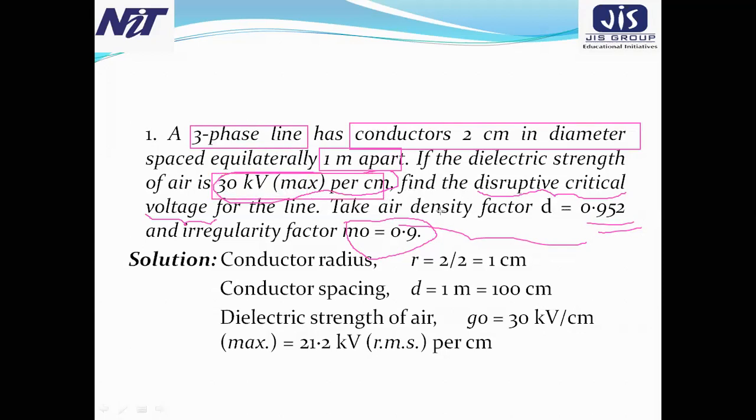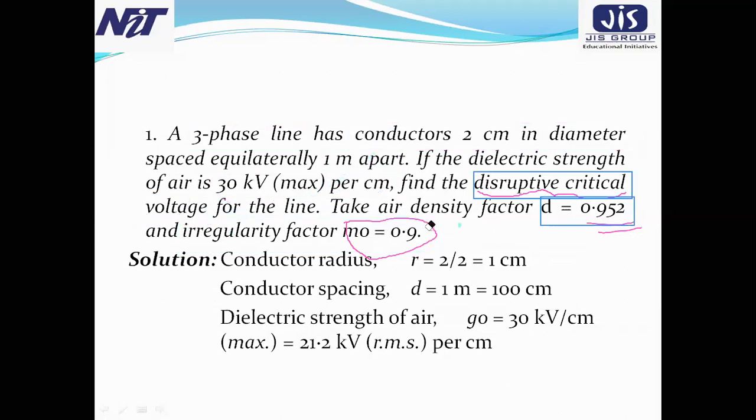We have to find what the question of this particular problem is. The question is, we have to find the disruptive critical voltage. That is our aim for the line. And 2 values are also given here: one is delta equal to 0.952 and the second one is the irregularity factor M0 equal to 0.9. So remember all this part.